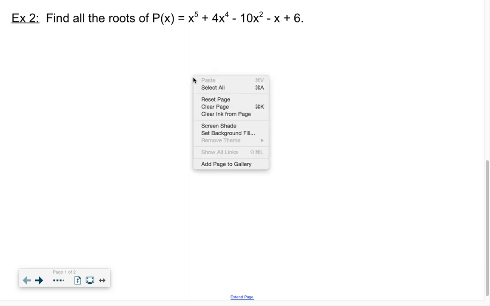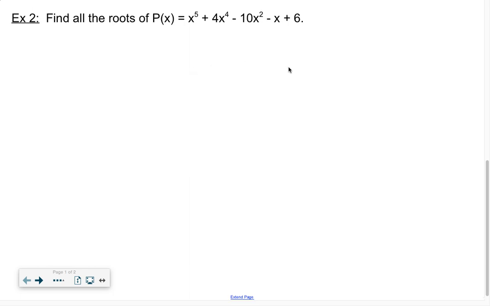Last example. We want to find all the roots for p of x. It's given that p of x is equal to x to the 5th plus 4x to the 4th minus 10x squared minus x plus 6. Let's talk as a group real quick and then I'll let you start working on it.